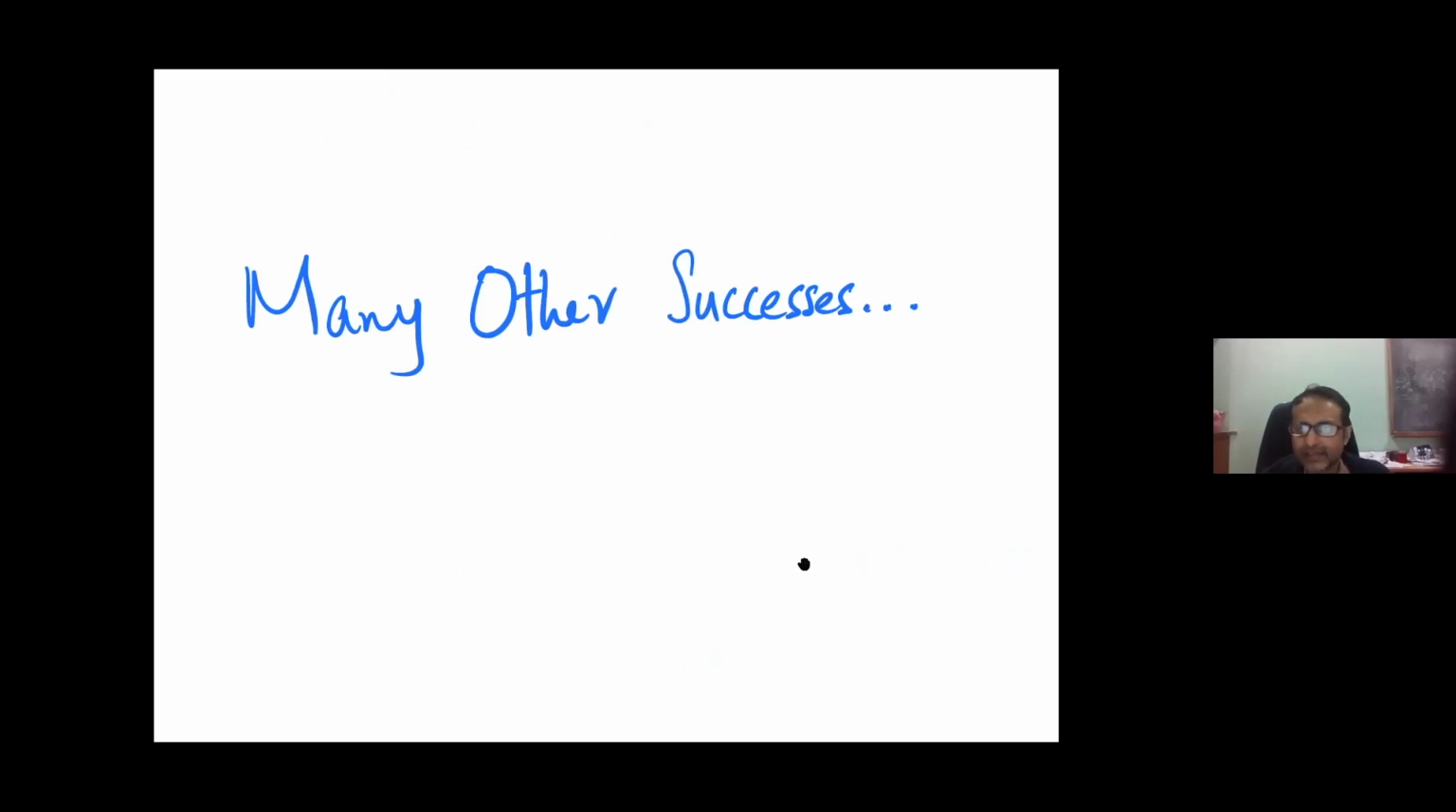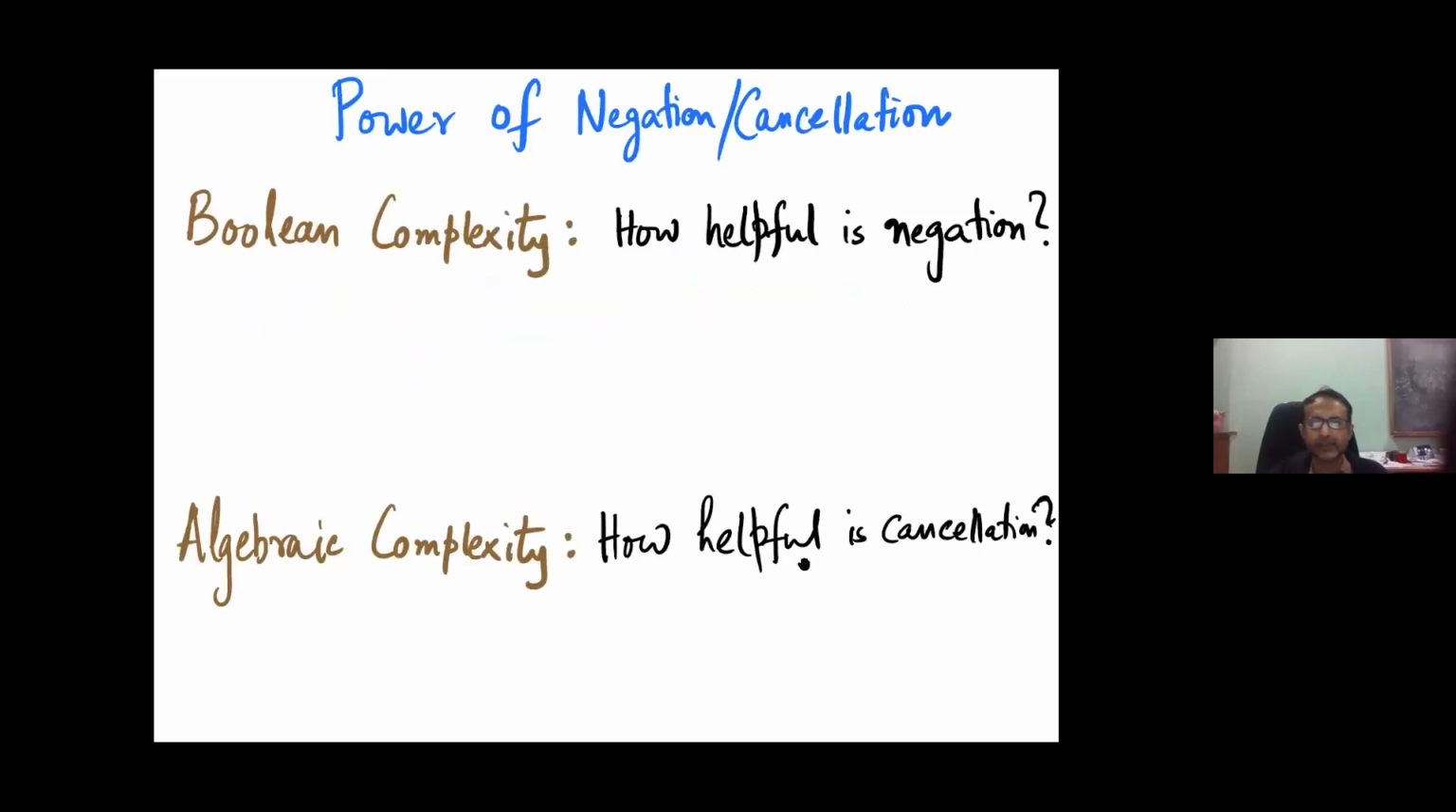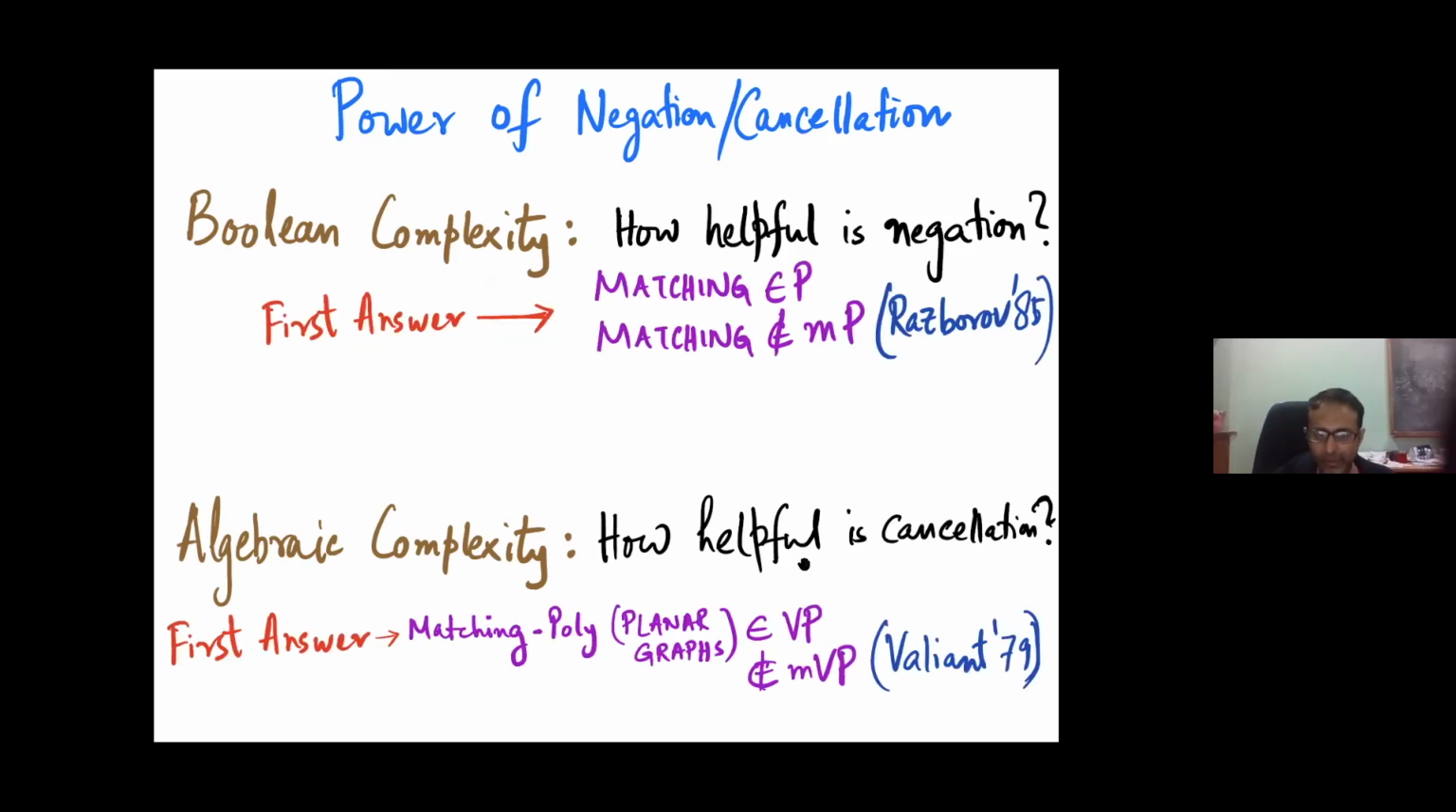There have been many other successes with the monotone model. I don't want to get into all of them or list all of them. The kind of question that we are interested in this talk is to understand how much negation or cancellation helps in computing monotone functions, because after all, these functions are monotone. So you think perhaps that negation cannot help much when we want to compute a monotone function. This question was answered first in the algebraic world, by Valiant in 1979, who showed the following polynomial.